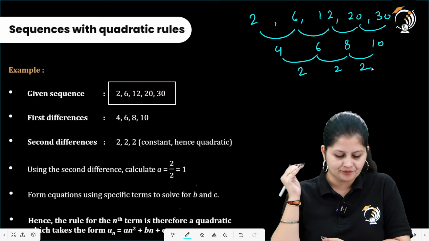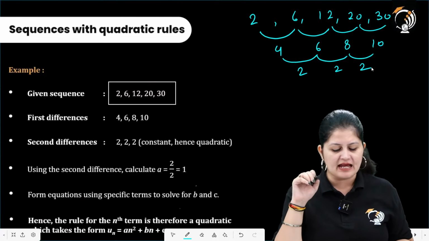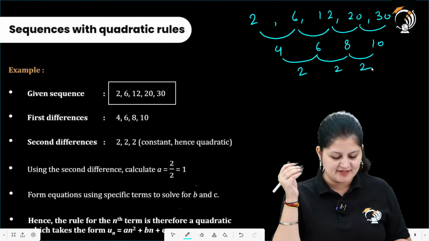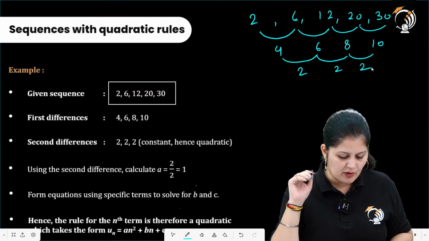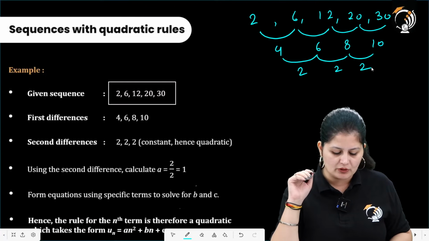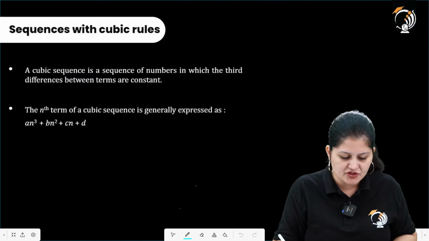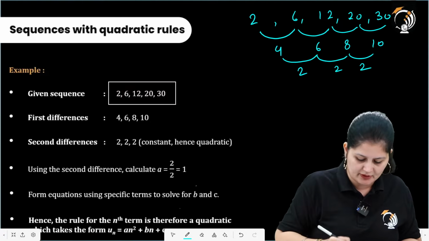Clear? So, if we need to find out, using the second difference we calculate a, and from the equation using specific terms we solve for b and c. Hence the rule for the nth term is a quadratic which takes the form un is equal to an square plus bn plus c. Now, I know that you must be having many questions related to this, so let me help you in understanding this particular thing.